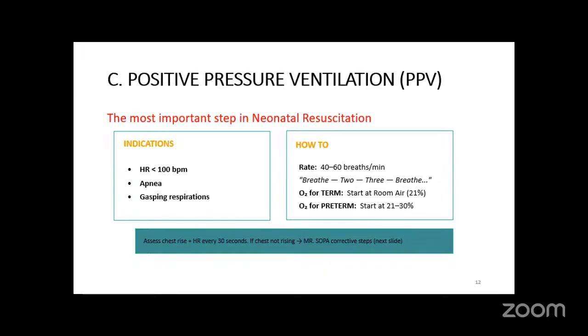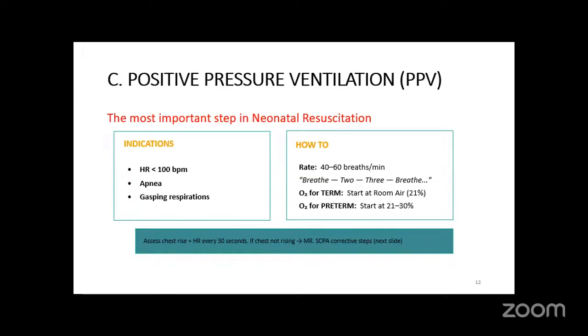If the baby is at term, the oxygen delivered is at 21%. That is, the FiO2 is 21%. But if the baby is preterm, we need more oxygen, so we increase the oxygen delivered from 21% to 30%.